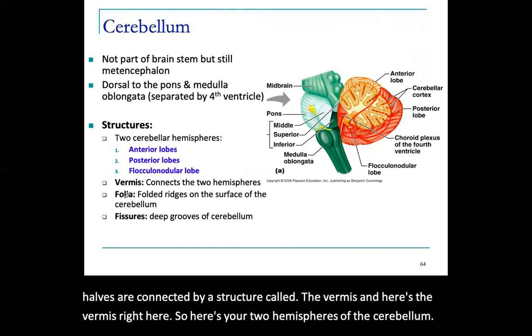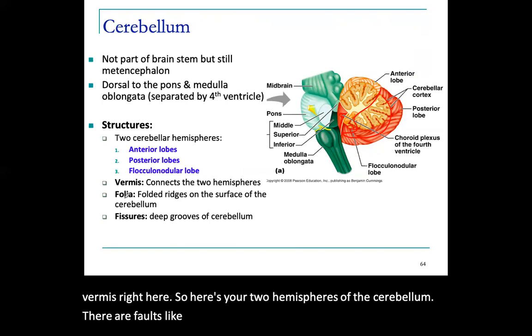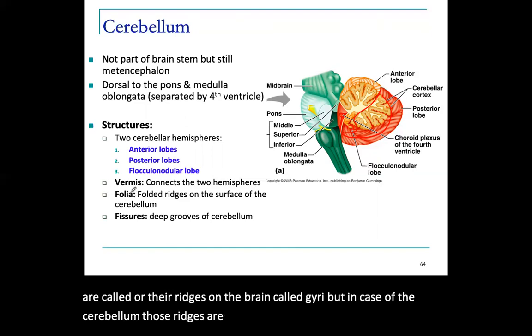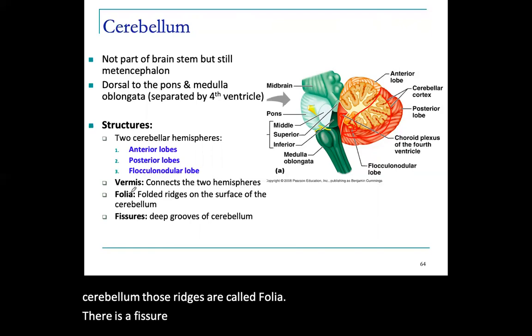There are folds, like the folds that we saw in your cerebrum. Those folds, the ridges on the brain, are called gyri. But in the case of the cerebellum, those ridges are called folia. There is a fissure that divides your cerebellum into two halves.